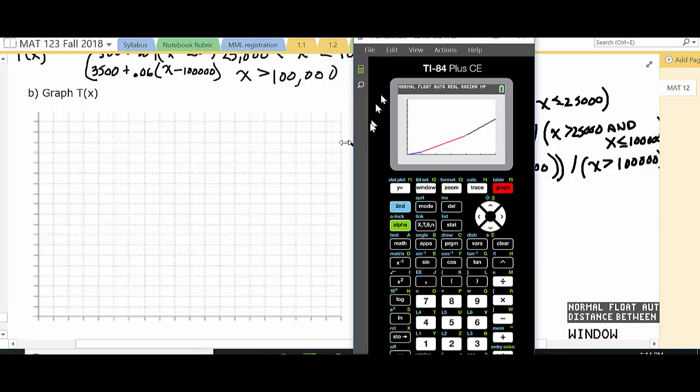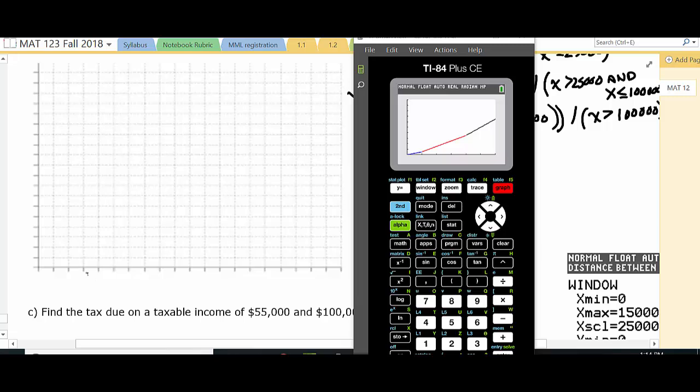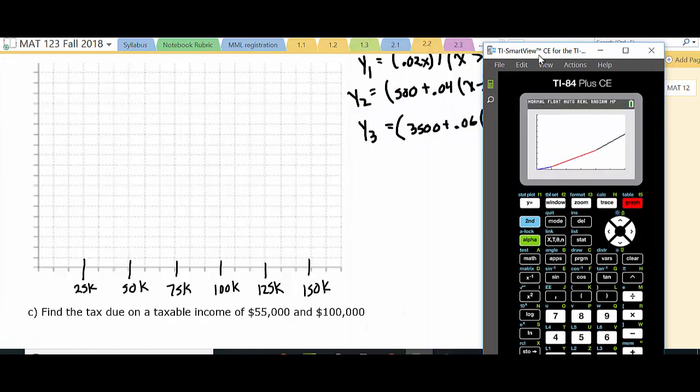So just kind of watch what I'm doing here. On your graph, let's go ahead and get everything put up. You can put 25K for 25,000. And then we can break it up however you want to: 50, 75, 100,000, and that would be 125, and then 150 like that, okay? And you want to label that as your income. So you would want to label this as income in dollars, okay? And for our y-axis, we said we're going to go to 10,000.